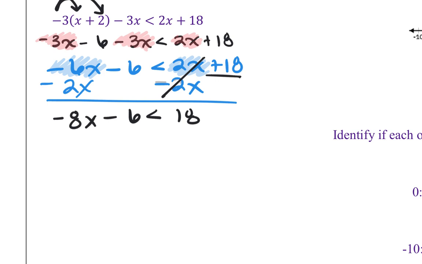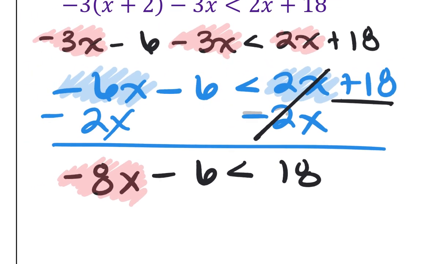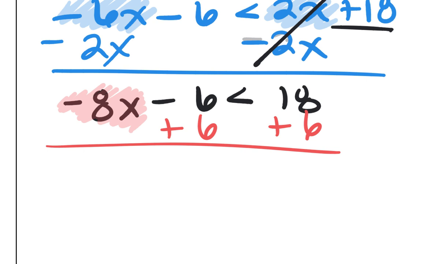All right, highlighting the variable, the one with the letter, we only have one left, which is what we want. What do I need to move over? The negative 6. All right, so how do I move over the negative 6? Add 6. So I'm going to do a plus 6 and a plus 6. What's 18 plus 6? 24. And our last step is to divide.